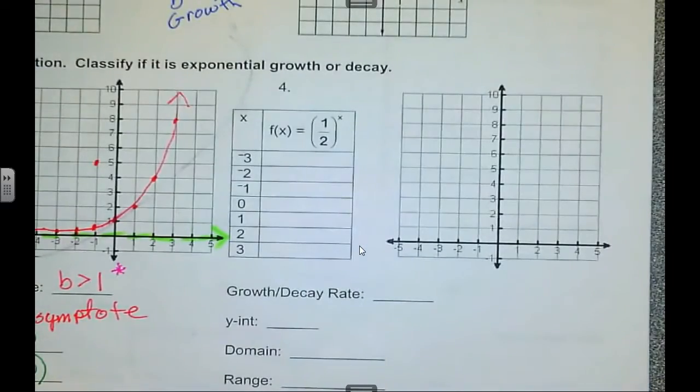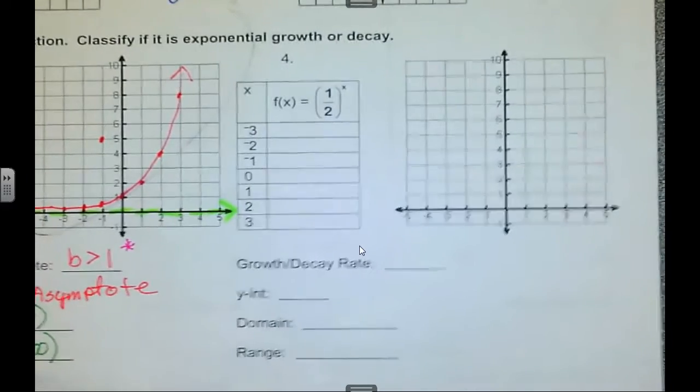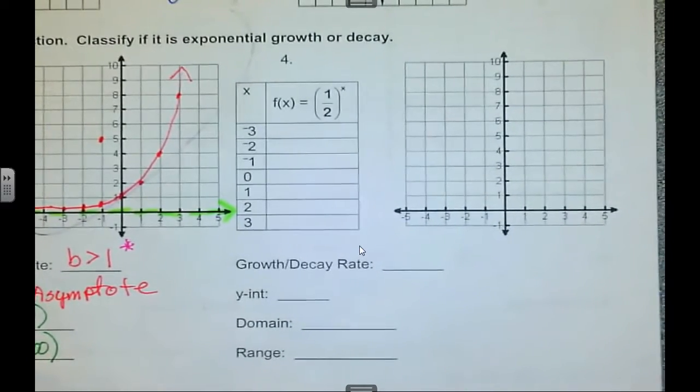Let's do example number 4. You were supposed to finish this sheet, right? Yeah, I think you were. I can look on yesterday's video, but I'm pretty sure.